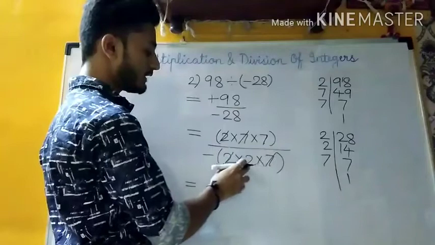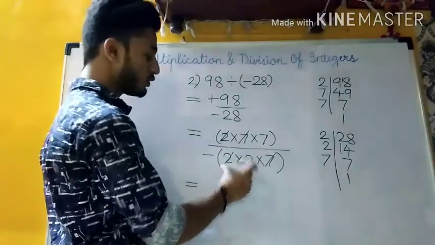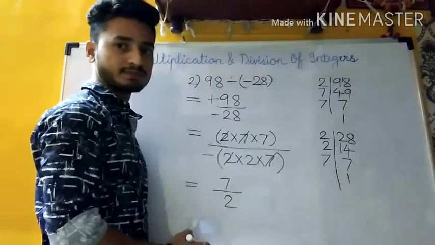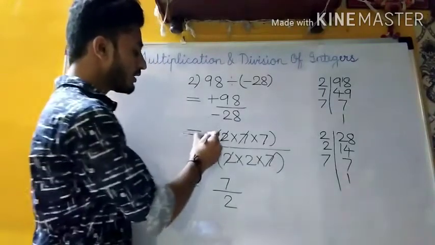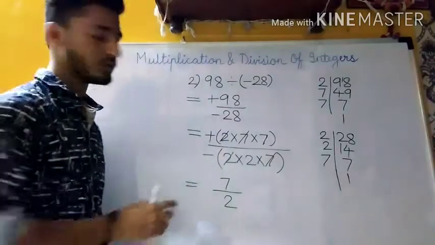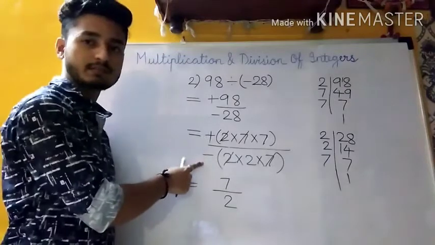And in the denominator we are only having 2. So we'll just write 2 here. Okay. Now we'll see for the signs now. One is plus, other is minus.